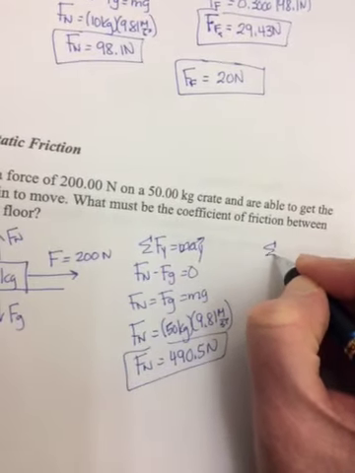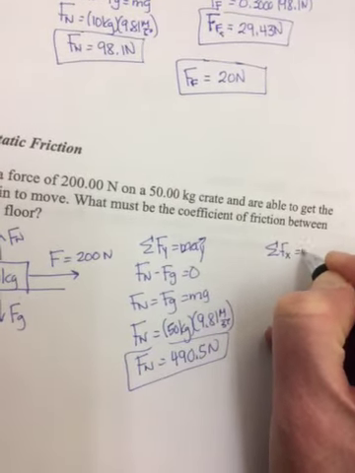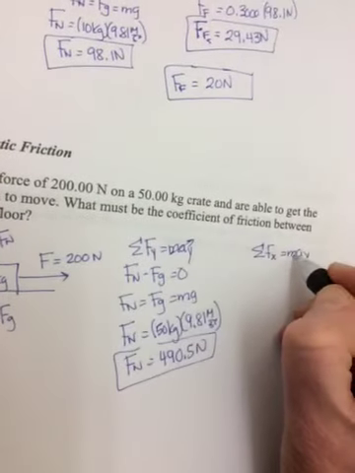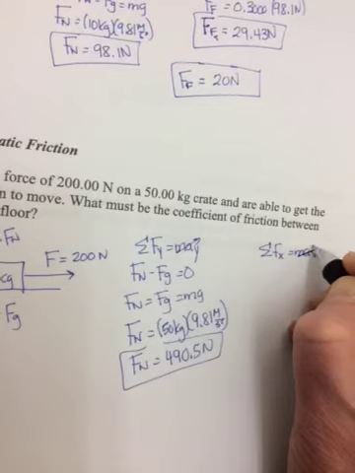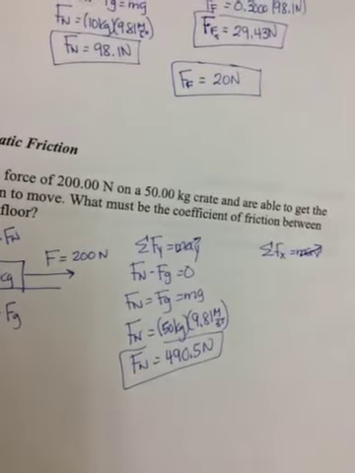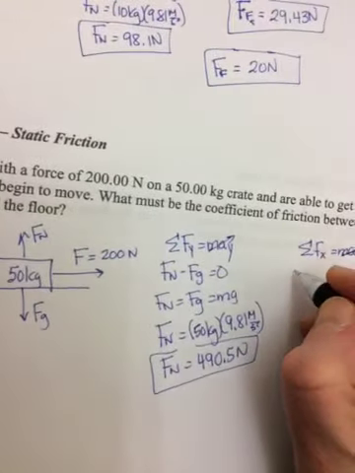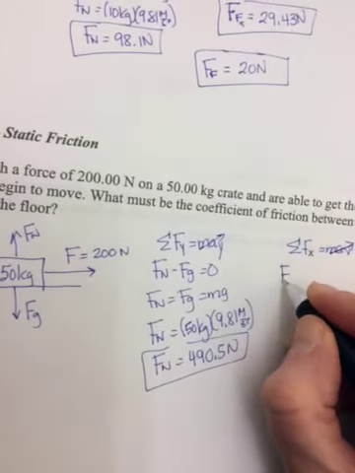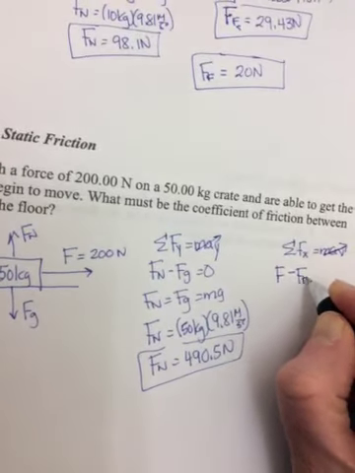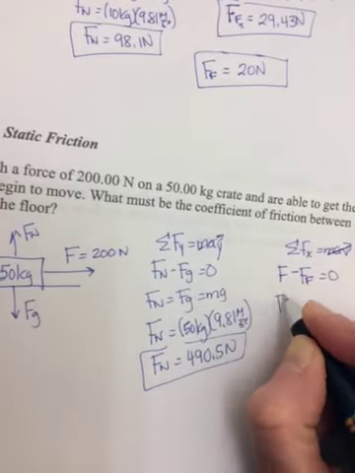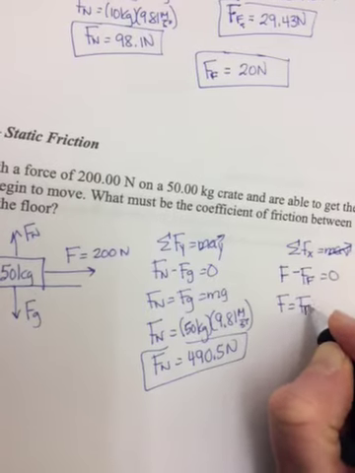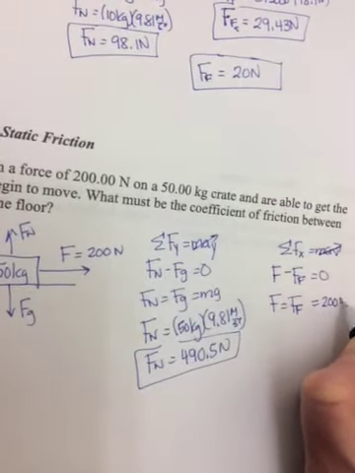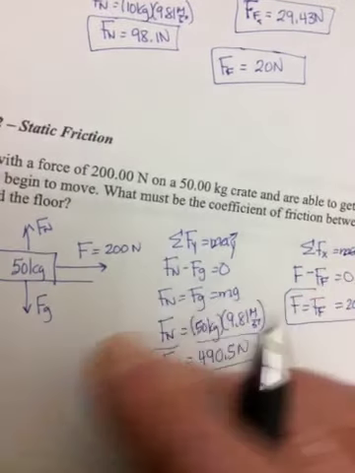Instead, we need to go to the sum of the forces in the x direction. And when we do that, it says just begins to move, which means it hasn't started to move yet. So whenever you see just begins, ax is 0. What are my forces? There's an F going one way and a friction going the other. So F minus friction equals 0, which means F equals friction. And we're told in the question I'm pushing with 200 newtons. So friction must also be 200 newtons.